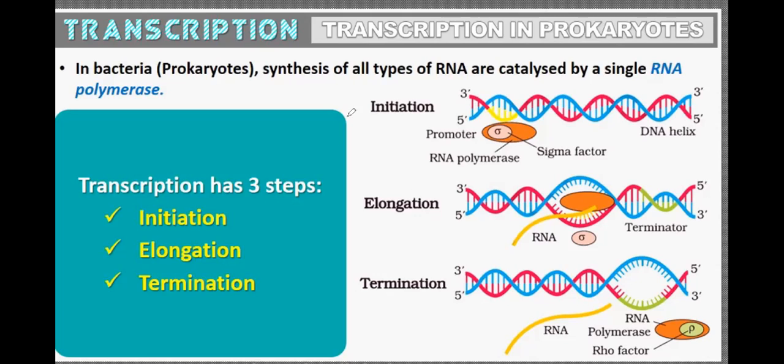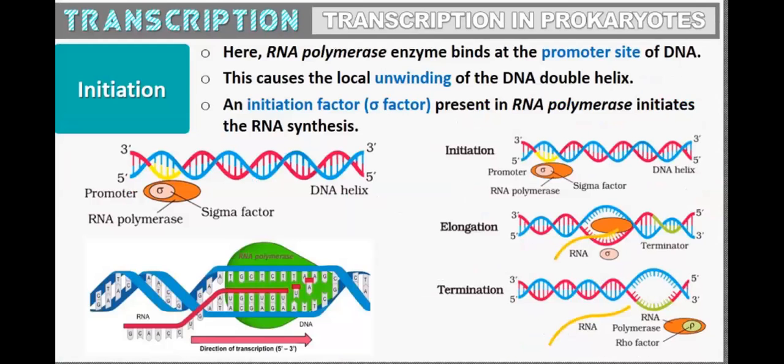So these are the three steps: initiation, elongation, and termination in bacteria, that is, prokaryotes. In initiation, what happens here? The RNA polymerase enzyme binds at the promoter site of DNA. First, it will come and bind to the promoter site. This causes local unwinding of the DNA double helix, so the DNA double helix will open.